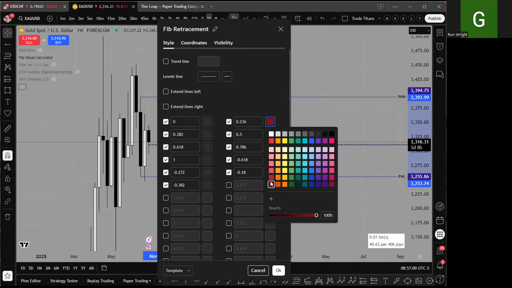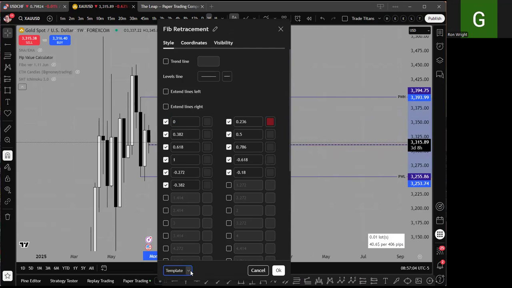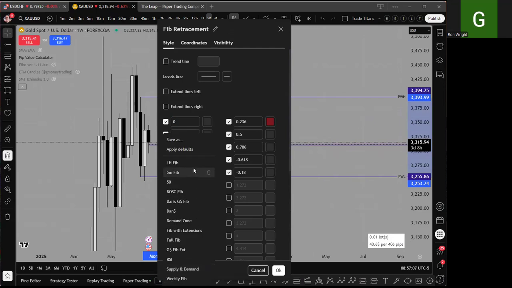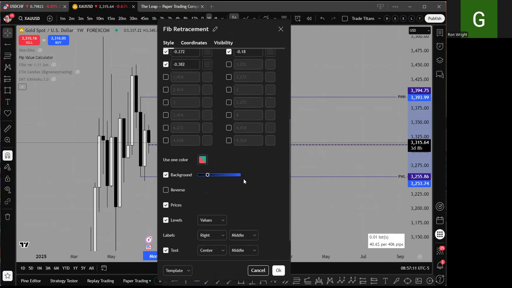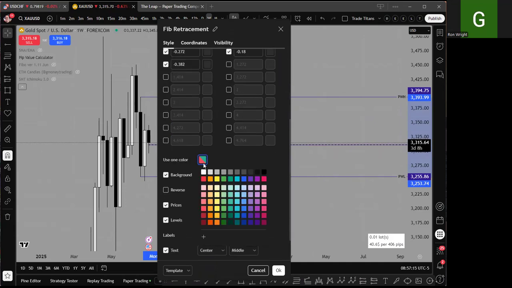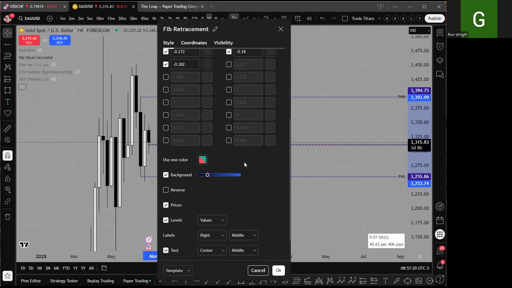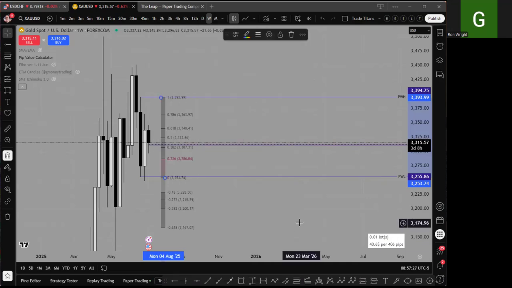I want my 236 to stand out, so I changed it to red. I just got them all black. Then I put my background down below. You can choose a one-color background, and I chose a gray color. That's what I want to keep, and I change this one to red. Okay, I see.